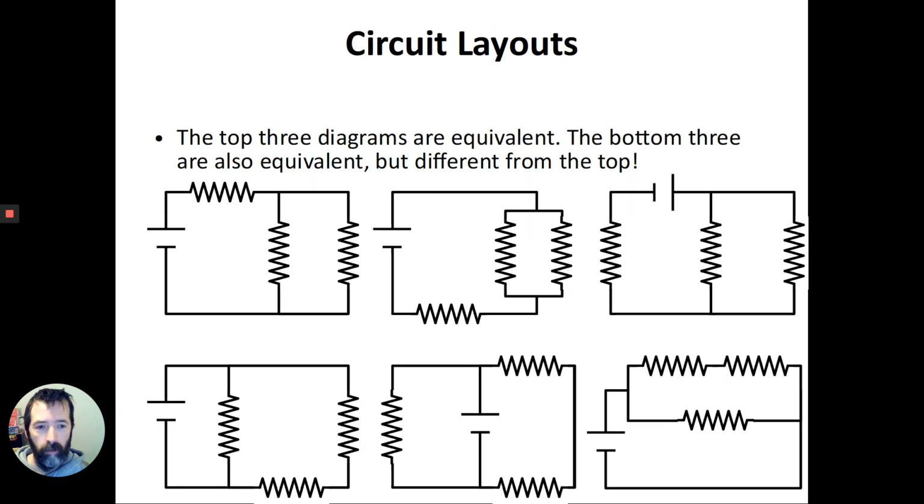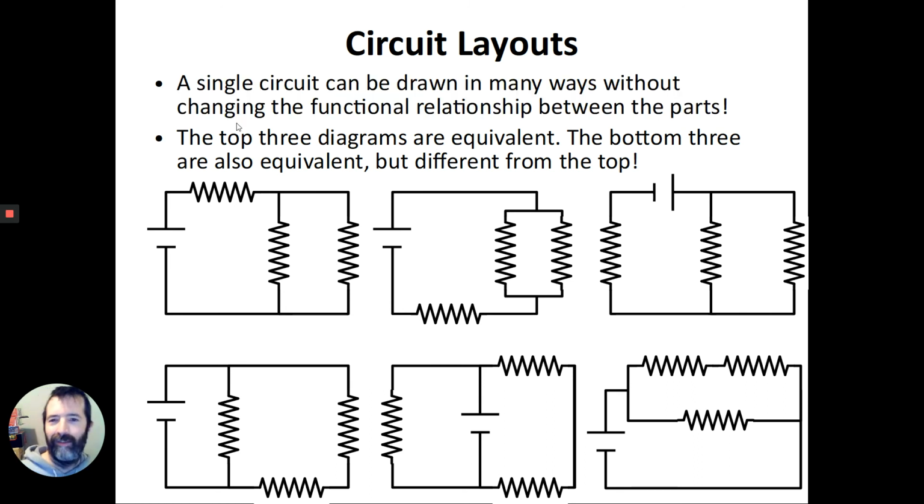Now, there's one other thing that I want to show you. I realize this slide may look a little intimidating, but oops, my animations. There we go. Sorry about that. The schematic that you draw for a circuit can look a lot of different ways, even for a single design. So these top 3 designs, they are all the same circuit. I've kind of deformed them so that they don't look quite the same, but they are all the same circuit.